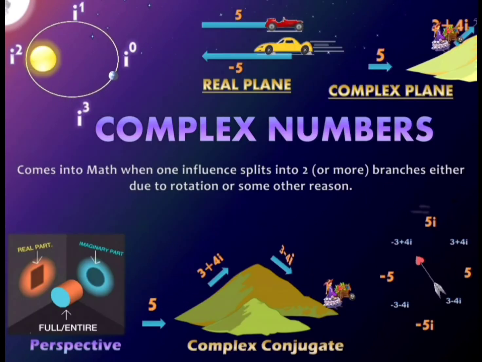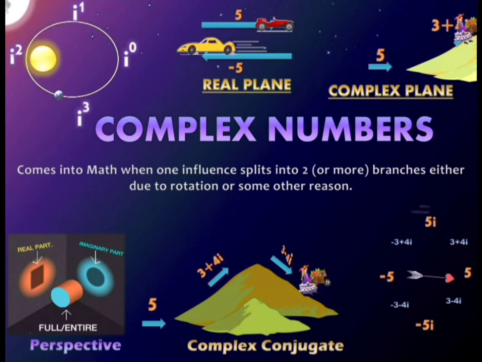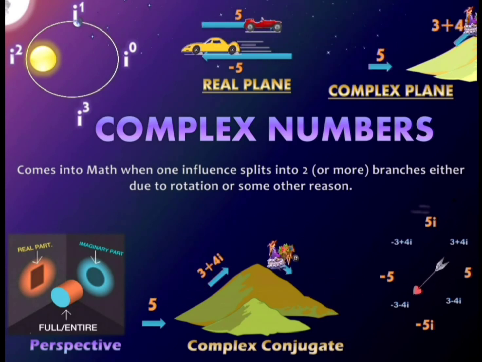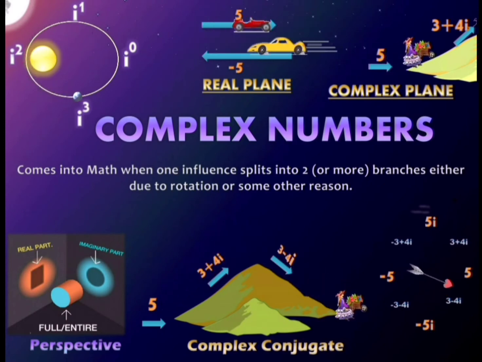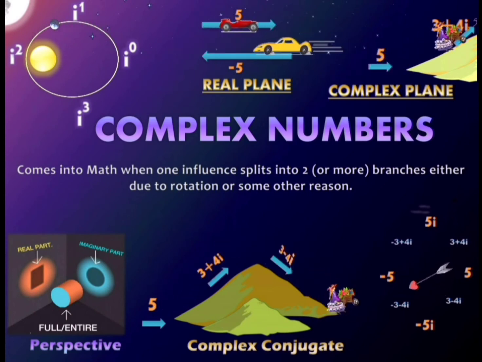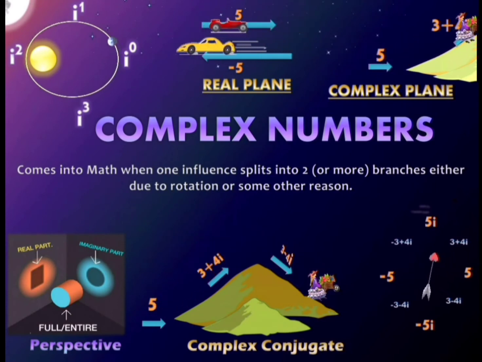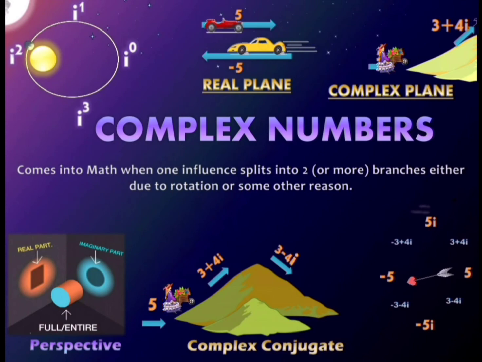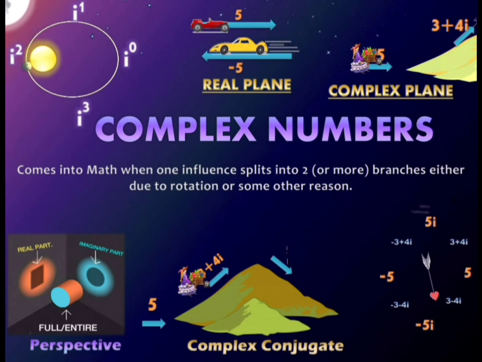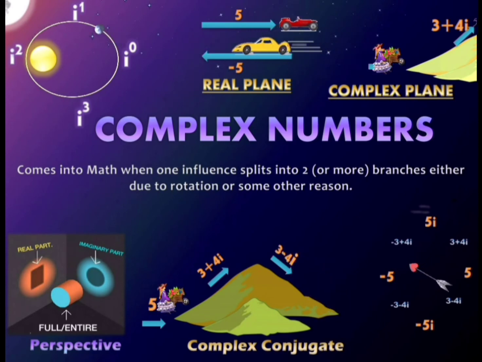What if complex numbers can be visualized with the help of animations like you are seeing on the screen? i raised to 1, a rotation by 90 degrees. i raised to 2, a rotation by 180 degrees. i raised to 3, a rotation by 270 degrees. And i raised to 4, a full 360 degree rotation. What if someone tells you that complex numbers come into math when one influence splits into two or more branches, either due to rotation or some other reason? One branch is called the real part, the other the imaginary part.